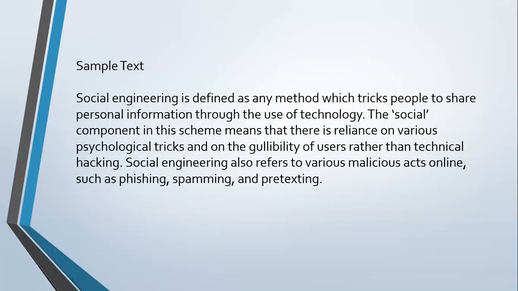So let's look at this example. Social engineering is defined as any method which tricks people to share personal information through the use of technology. The social component in this scheme means that there is reliance on various psychological tricks and on the gullibility of users rather than technical hacking. Social engineering also refers to various malicious acts online, such as phishing, spamming, and pretexting.